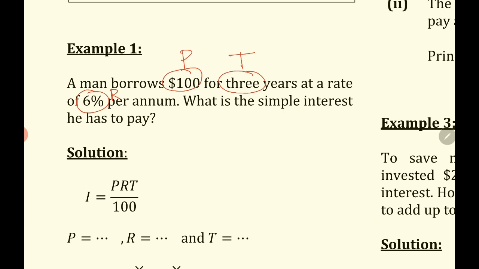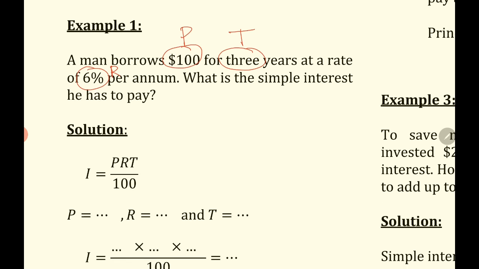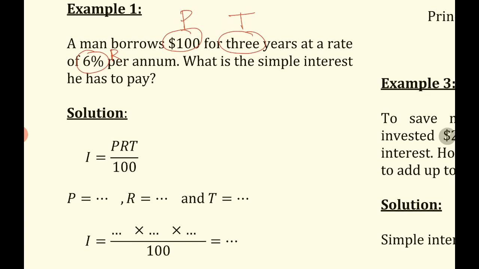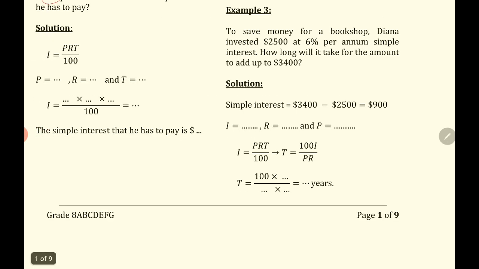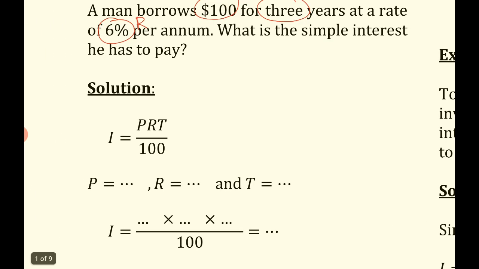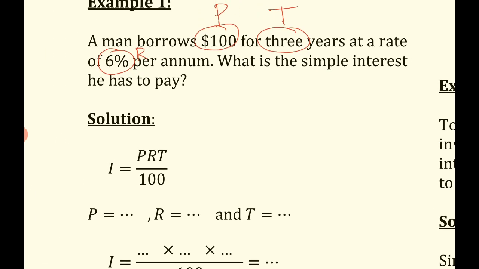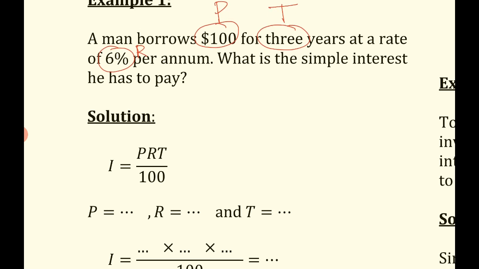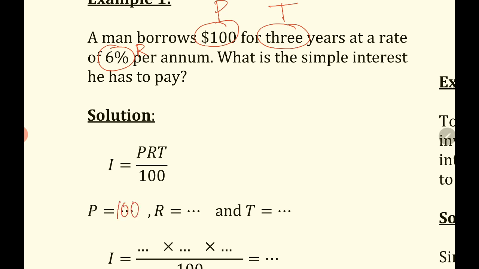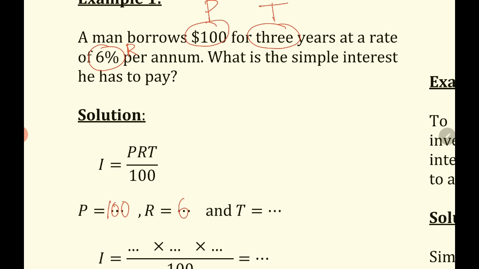Okay, so we're looking at percent here, right? So when we substitute into the formula, we don't have to worry about the percentage, because we already changed it to over 100 in the formula. So you don't have to use the percentage anymore in the formula. Okay, so let's just substitute the values into the equation. So P here is 100, the rate R is 6, we don't use the percentage anymore, and T here is 3.